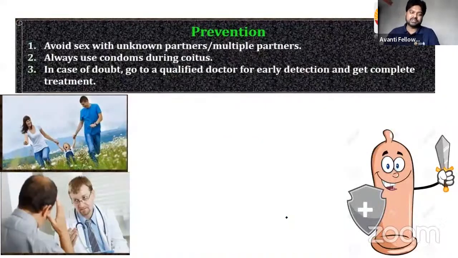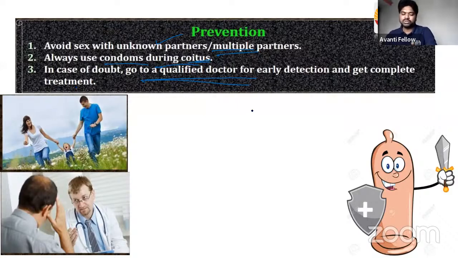Next, prevention. What are the major steps to prevent this disease? Avoid sexual activity with unknown partners or multiple partners. Always use a condom during coitus. Coitus means sexual activity. In case of doubt, go to a qualified doctor, in the sense of a sexologist or gynecologist. Do not go to those who sit by the roadside, like miracle babas, and get complete treatment. This is the preventive measure.